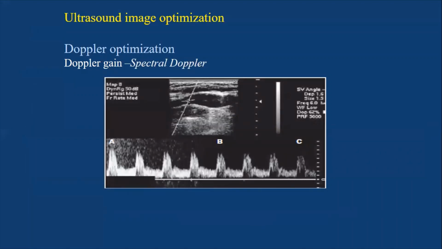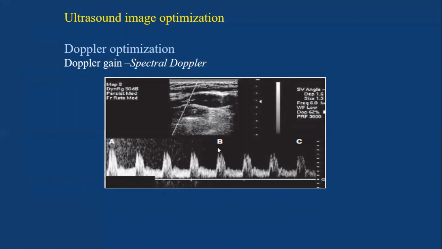The same thing happens when you want to get the spectral Doppler flow, the spectrum of the pulse wave. You might start with increasing the gain to the maximum until you see this noise, then reduce and reduce until it just disappears. So this should be the optimum or the proper pulse waveform that you should get.